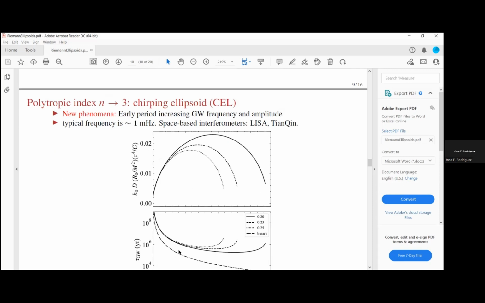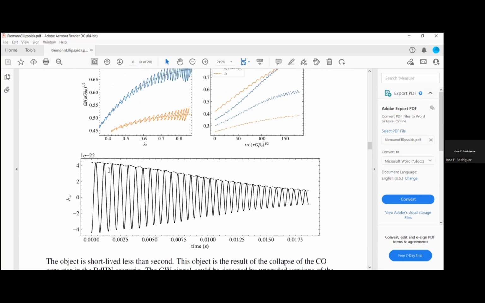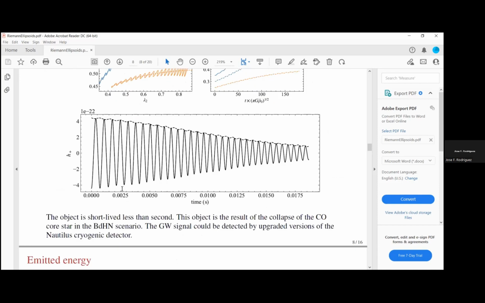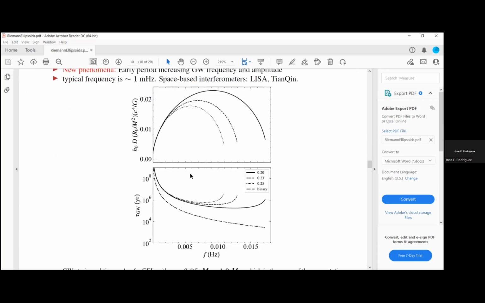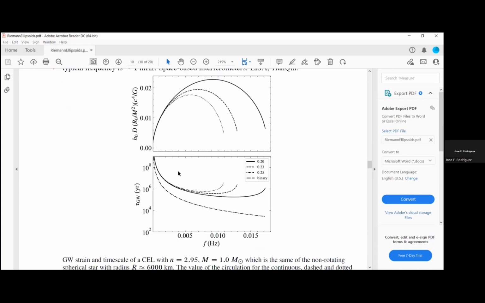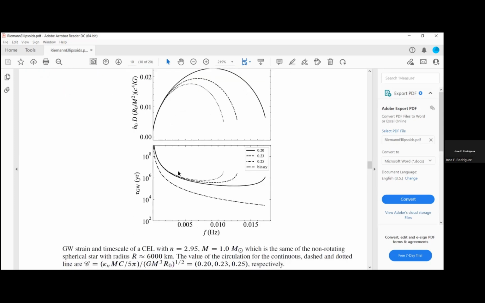So in the previous scenario, we saw a chirping only in the frequency, but not an increase in the gravitational wave amplitude. In this scenario, we see an increase in the amplitude in the initial part and also an increase in the frequency. So we have a chirp like a binary system. This is very interesting because there is a degeneracy between a binary system and a chirping ellipsoid that we call a cell.